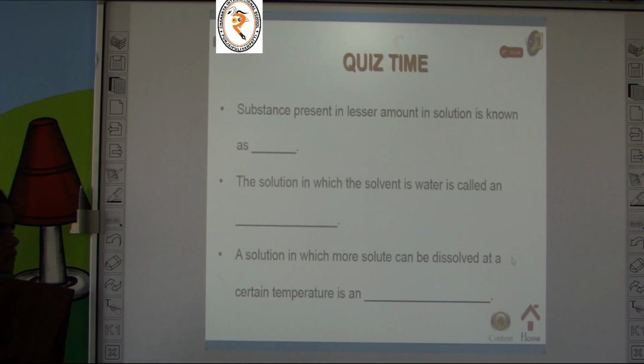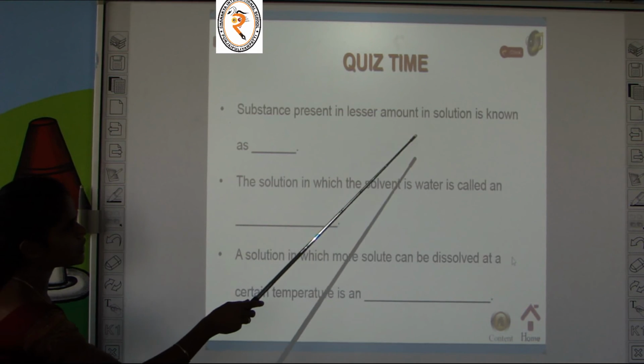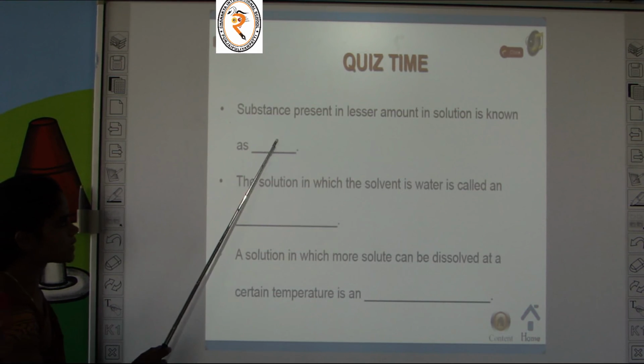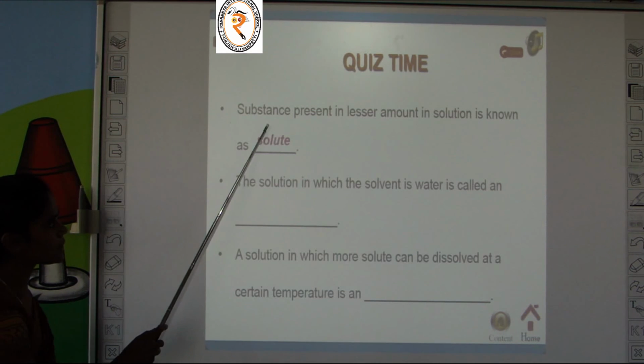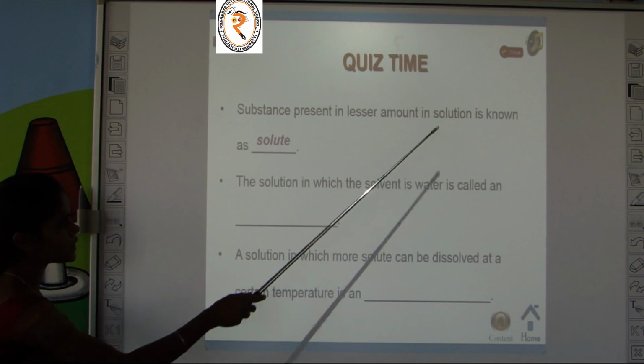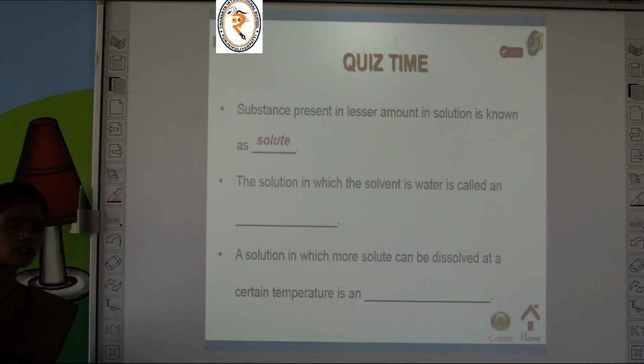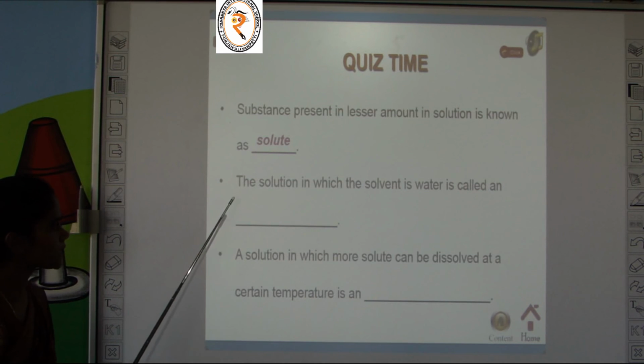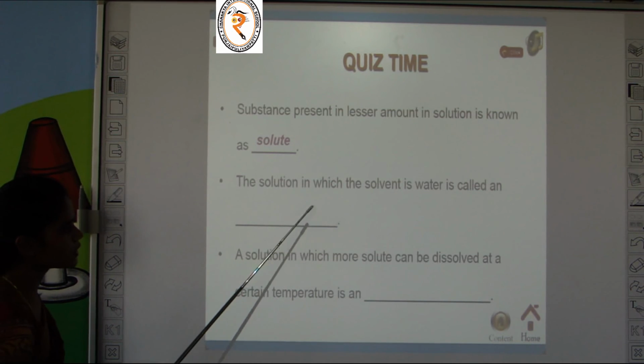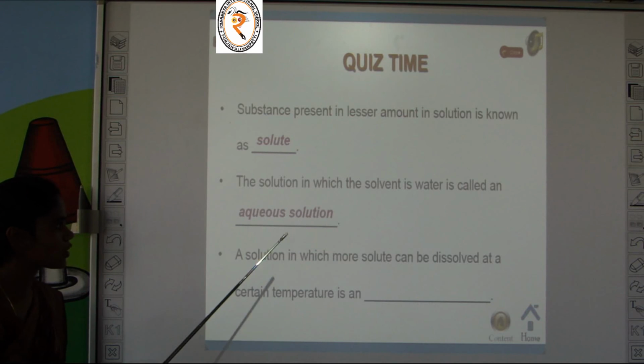Here are some questions for you, children. See the first one: the substance present in lesser amount in a solution is known as, what is it? It is solute. In general, the solution consists of two parts, solvent and solute. If it is less in amount, that is called solute. If it is more, that is called solvent. So the answer is solute.